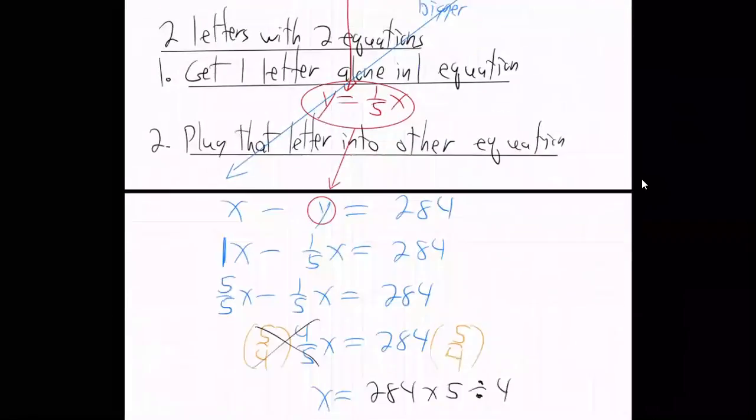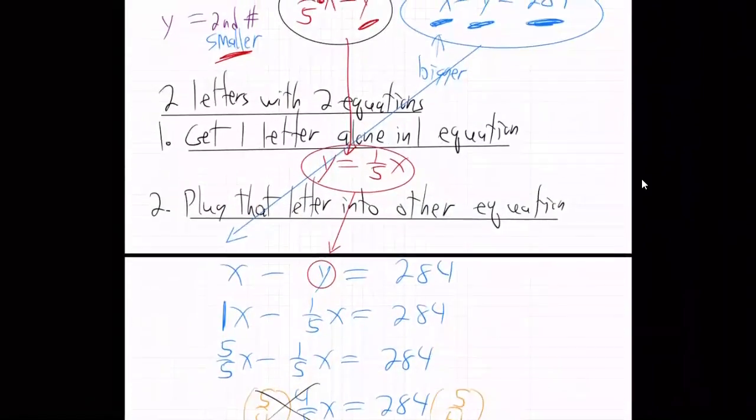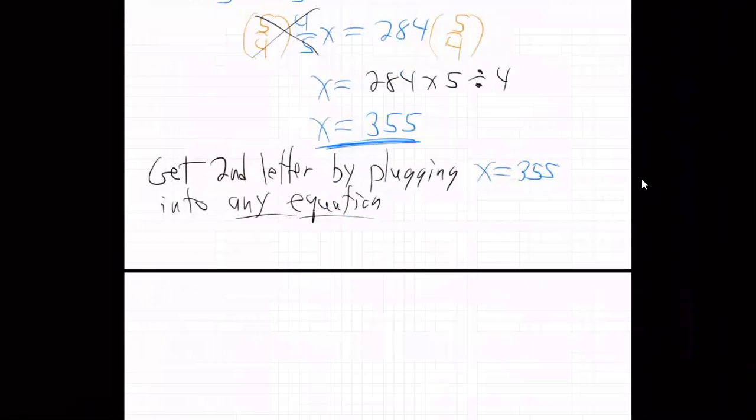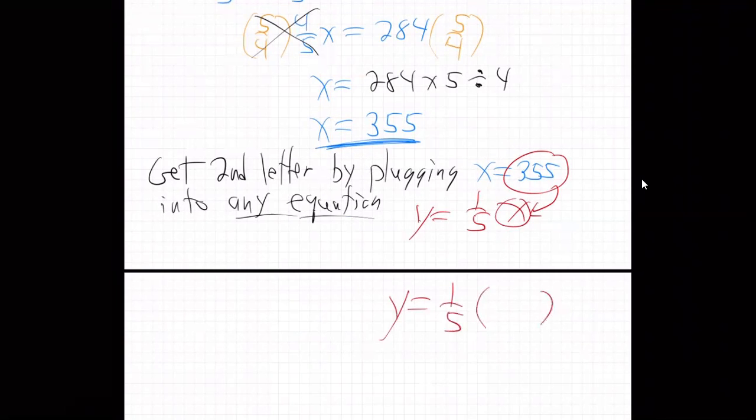So I'm just going to go up and grab, how about y equals 1/5 x? How about that one? That looks nice and easy. So we'll grab y. Whoops. Change colors there. So y is 1/5 x. Grab that, plug it in right there. So y is 1/5 times 355. So just use your calculator, divide by 5 basically, 71.